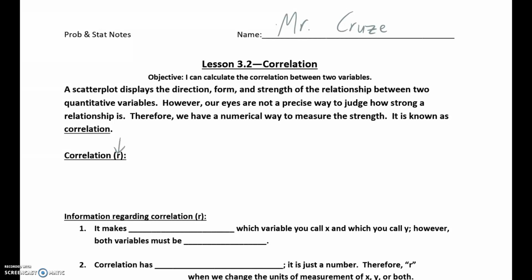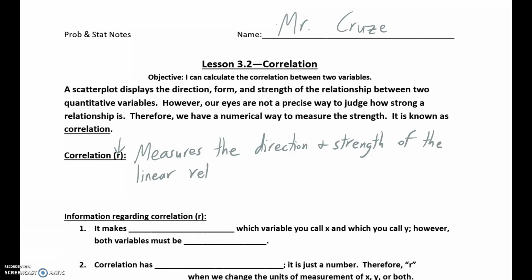Now, correlation, we usually use the letter R to represent it, and all correlation does is measure direction and strength, so it tells you both the direction and strength of the linear relationship, okay? Very important here, it is only for linear relationships, not quadratic or exponential or any other sort of relationships that you might come across. We're only going to do linear in here, between two quantitative variables. All right, and they do have to be quantitative variables.